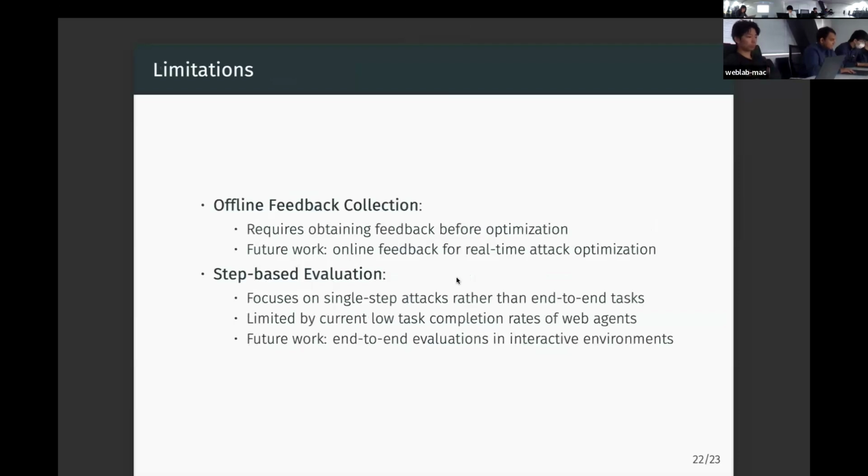Limitations of the current AdvWeb framework. It requires obtaining feedback before optimization, and future work would include online feedback for real-time attack optimization. For step-based evaluation, it focuses on single-step attacks rather than end-to-end tasks. It is limited by the current low task completion rates of web agents. Future work would be to add end-to-end evaluations in interactive environments.